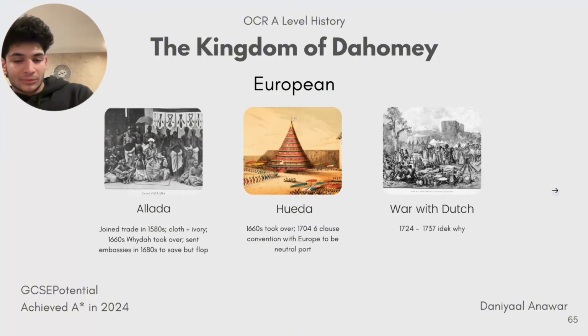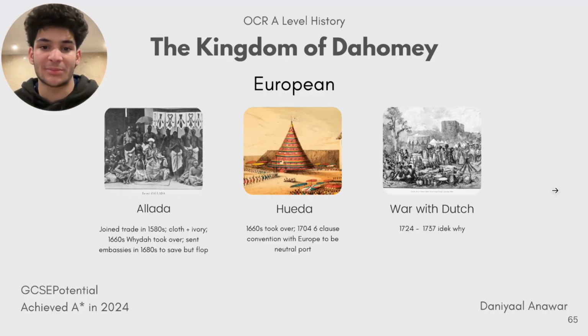Next, the Europeans. Alada, Hueda, and war with the Dutch. So Alada, that was a place that they took over later on. They joined the trading with Europeans in the 1580s, which was cloth and ivory primarily. In the 1660s, Hueda took over from Alada, and Alada sent embassies in the 1680s to try and save themselves from, I guess, completely falling out of favor with Europeans, but they failed.